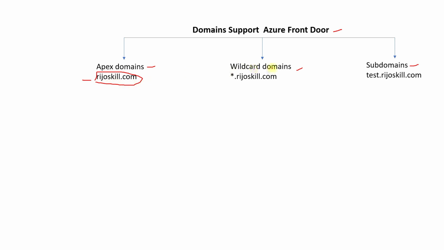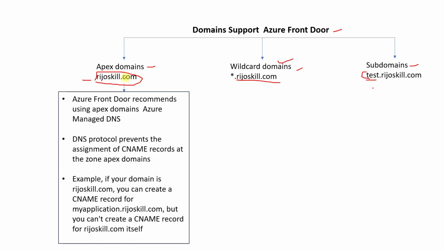A wildcard domain means star.rijoskill.com. For example, apple.rijoskill.com, whatever subdomain comes, it automatically falls under rijoskill.com. Subdomain means you manually add your own sub-host, for example test.rijoskill.com, apple.rijoskill.com, mango.rijoskill.com. Whatever subdomain hosts you want, you just add them.